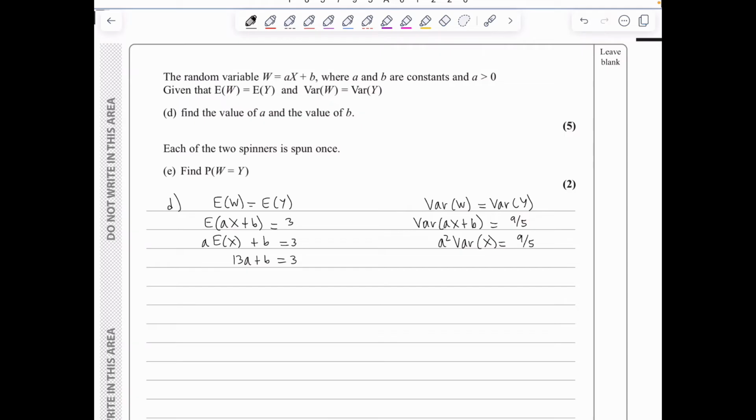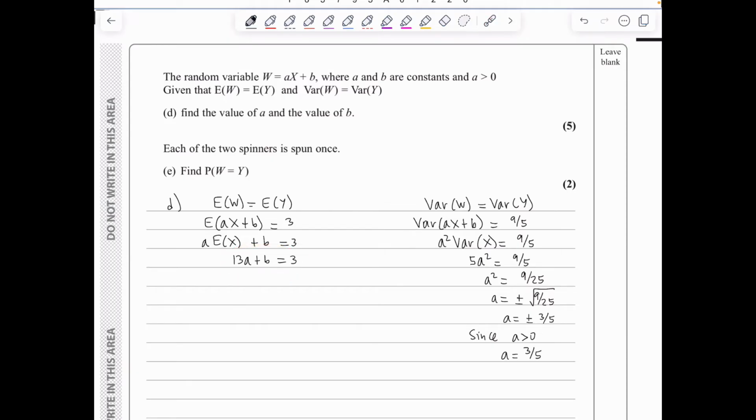The variance of x was 5, so we have 5a squared is 9 over 5, which leads to a squared being 9 over 25, and therefore we say that a is plus minus the square root of 9 over 25, so a is plus minus 3 over 5, but since a is given to be positive in the question, it was stated originally here, we conclude that a must be 3 over 5, and based on this we can come back here to find the value of b.